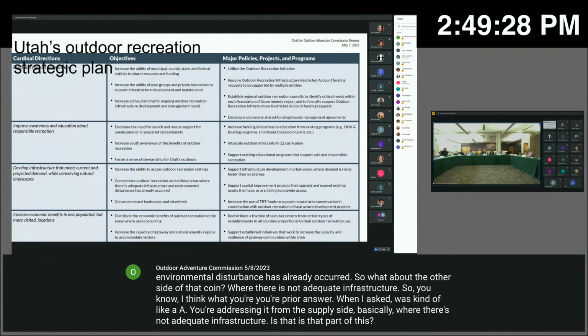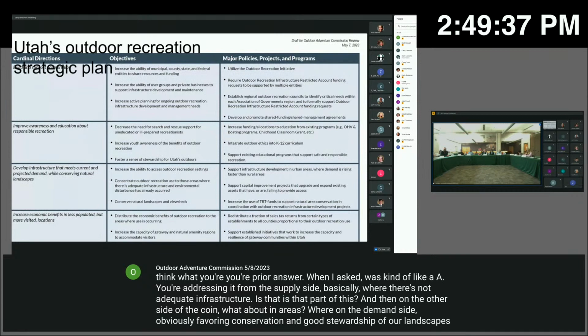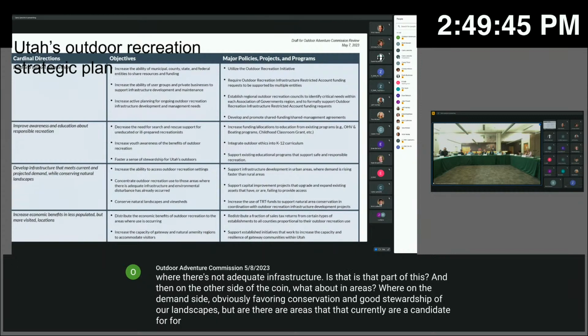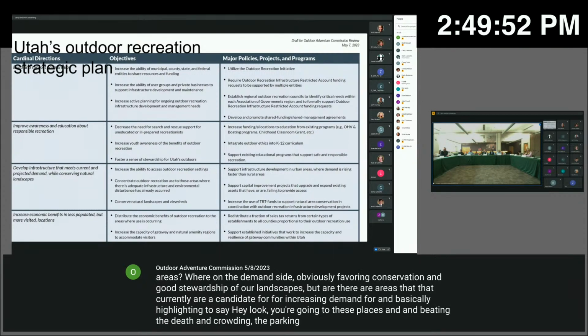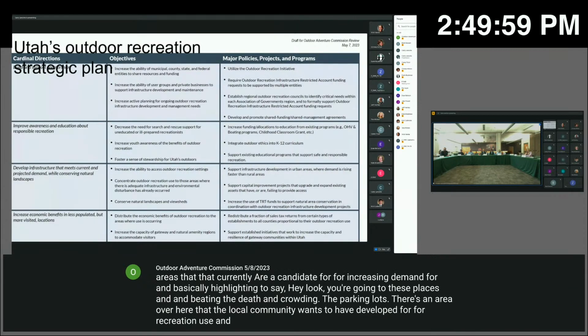And then on the other side of the coin, what about in areas where, on the demand side, obviously favoring conservation and good stewardship of our landscapes, there are areas that currently are a candidate for increasing demand for, and basically highlighting to say, hey, look, you're going to these places and beating them to death and crowding the parking lots. There's an area over here that the local community wants to have developed for recreation use, and inform the public about those areas as well, almost along the lines of the Red Emerald program.